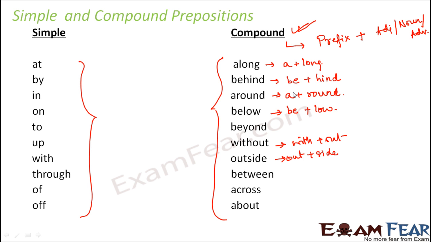Whenever you come across a word which satisfies the definition of a preposition, but when you look at that word, it is made up of a prefix and an adjective or adverb or noun, that's a compound preposition. And if it is just one single, simple word, that's a simple preposition.